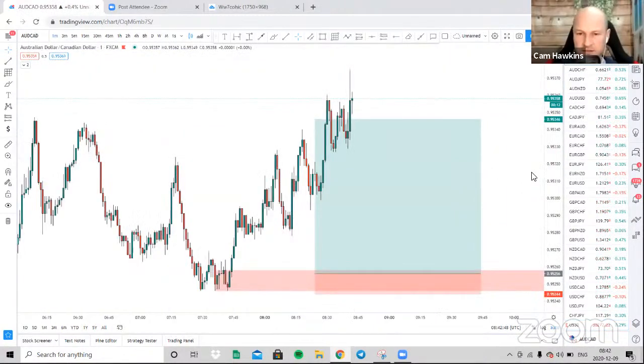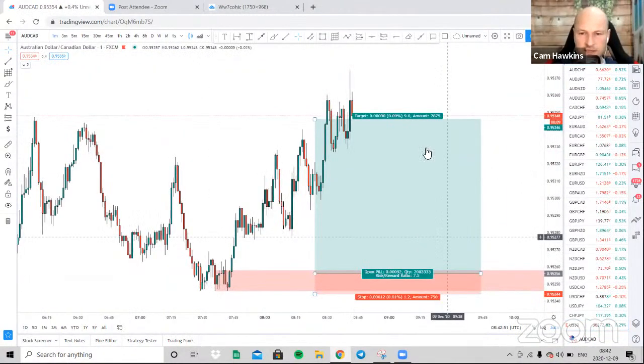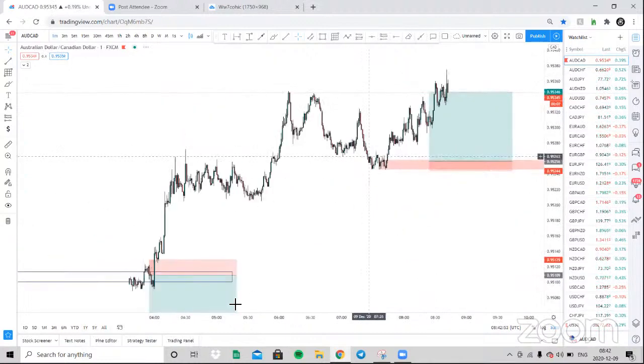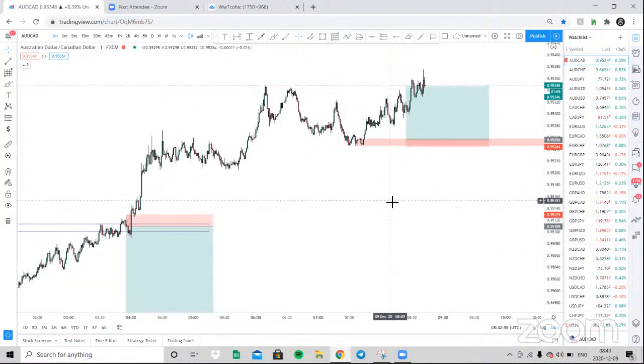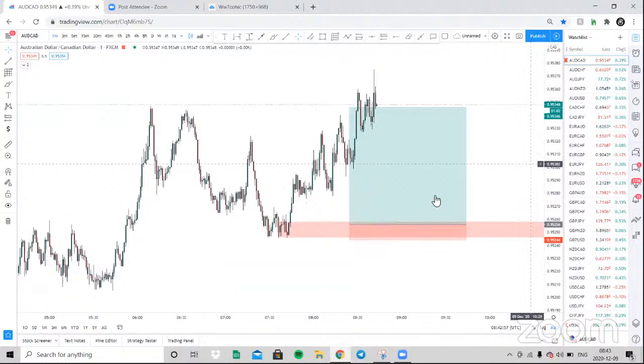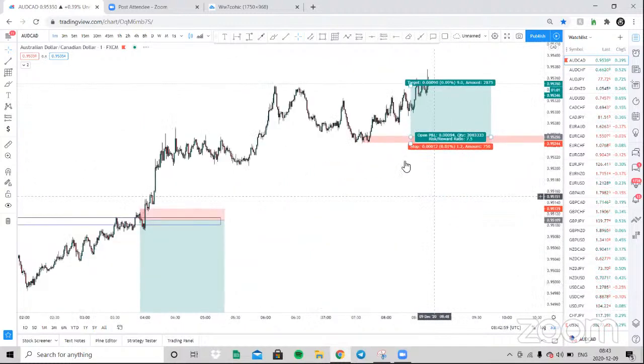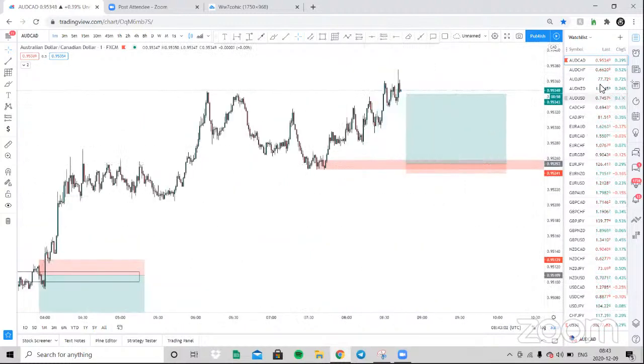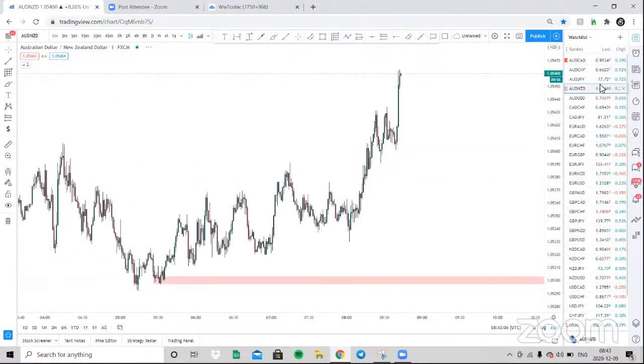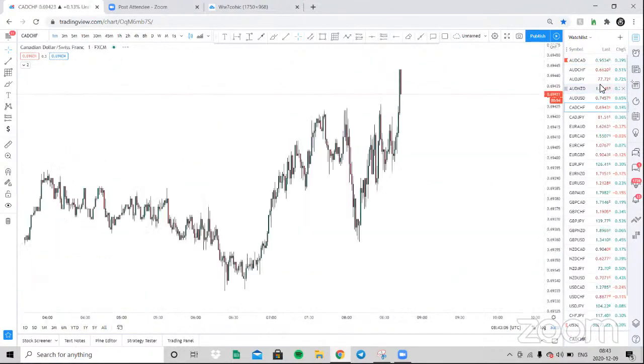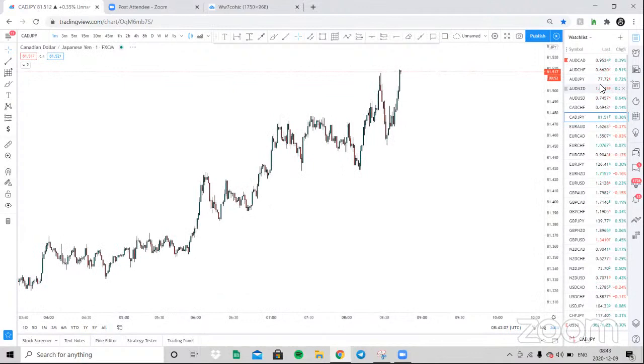So what's your next idea for a setup, Jacob? I have AUD CAD already, accumulation again. If it touches here, I'll try to look for buys. I don't know, the market is very, very slow. Can't see any good setups.